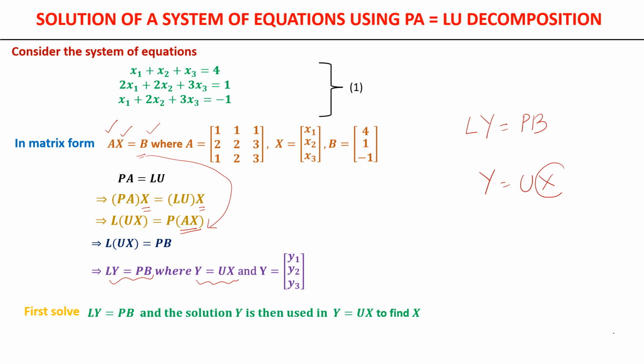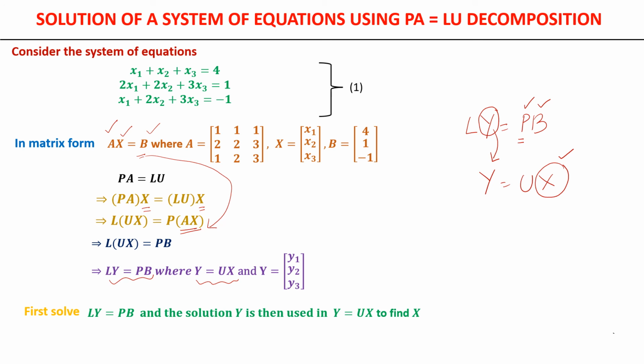Now X is my actual unknown, but since I know P and B, which I will be declaring in decomposed form, let me first find Y. Then I use that Y here, and then I find the values of X. Just like we did in LU decomposition, but there we did not have P. It was Ly equal to B. Here it is Ly equal to PB. That's the only difference between the two.